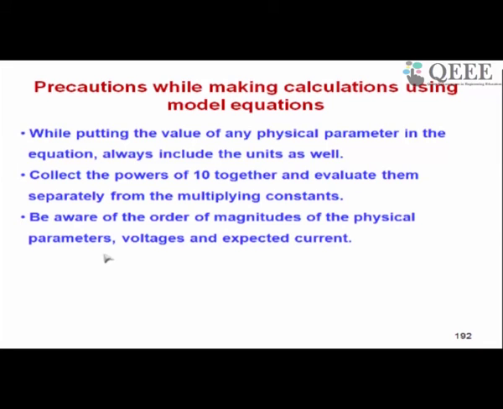Be aware of the order of magnitudes of physical parameters, voltages and expected current. So you see, I had made a mistake while putting the value of Q charge. Instead of minus 19, I put plus 19 here, and I got a horribly wrong order of magnitude of current, because I know that for a small signal diode, current should be of the order of nanoamperes, microamperes or milliamperes, right? That is the order of current I should get. I can't get order of 10 power 40 amperes. That is the wrong answer.